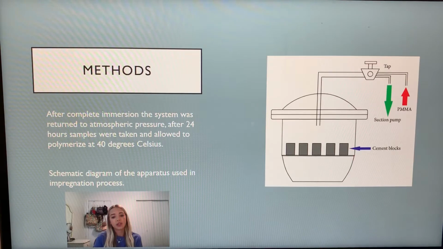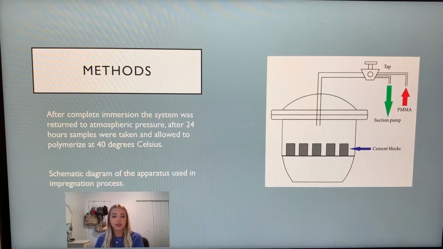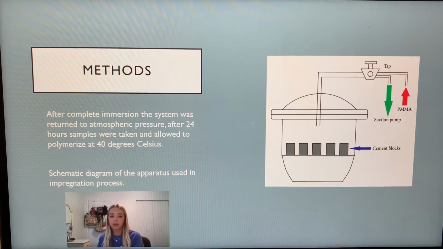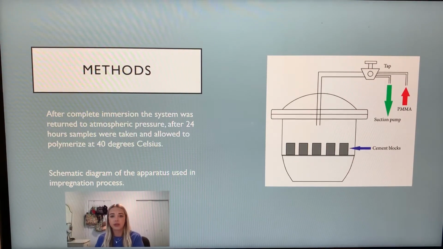After complete immersion, the system was returned to atmospheric pressure. After 24 hours, samples were then taken and allowed to polymerize at 40 degrees Celsius. And then on this slide, there's just a schematic diagram of the apparatus that was used for this whole impregnation process.